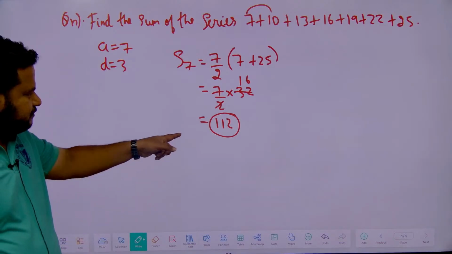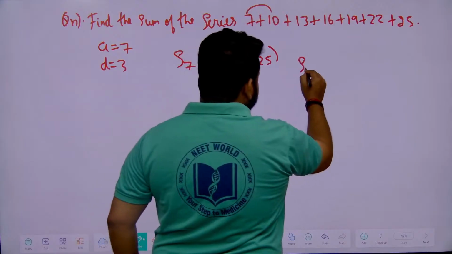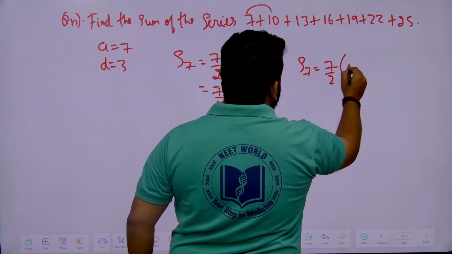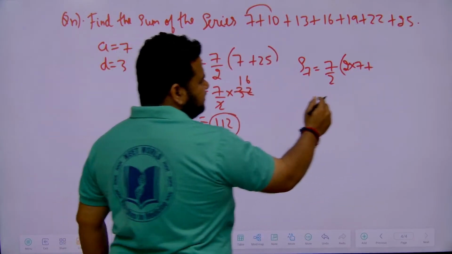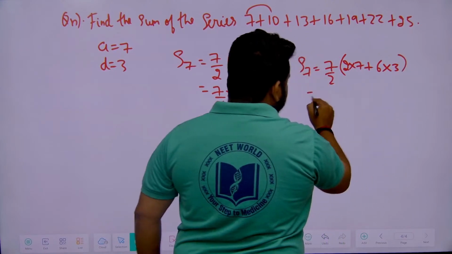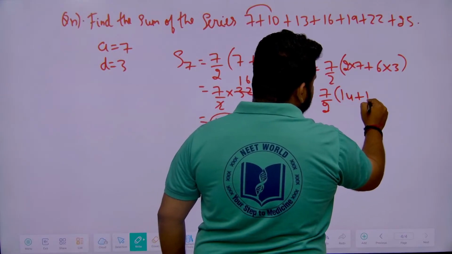Okay, so this is what? 112. So another method I can use, another formula. S7 can be written as n by 2 into 2a plus n minus 1 into d. 2a is what? 2 into 7. n minus 1 is what? 7 minus 1 is 6. d is what? 3. Okay, 7 by 2 into 2 7s are 14, 6 3s are 18.